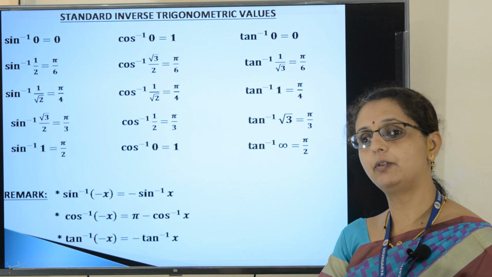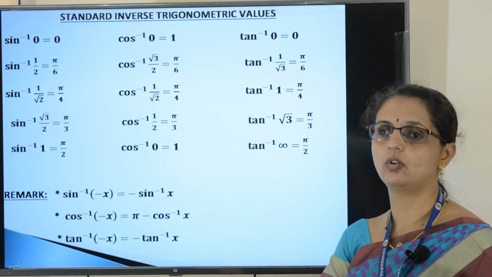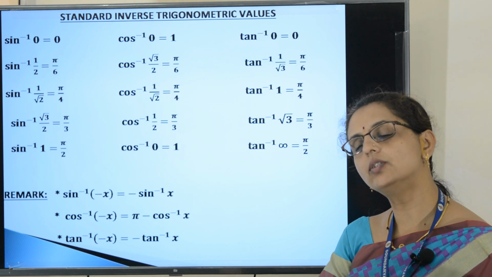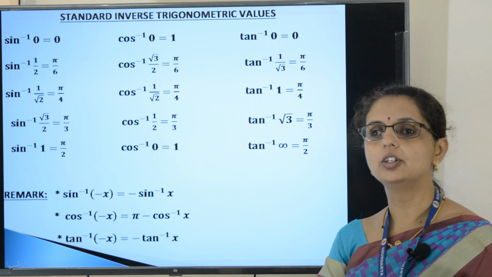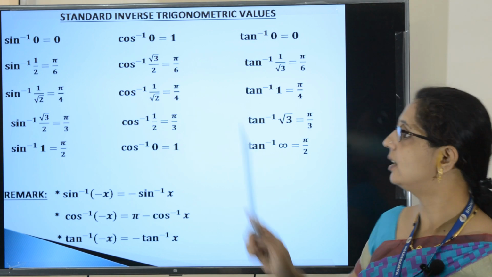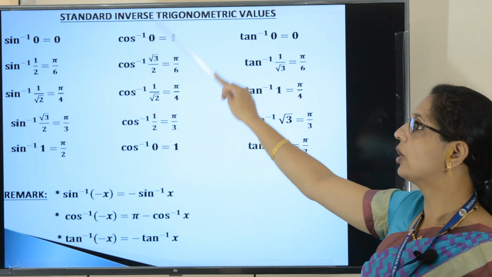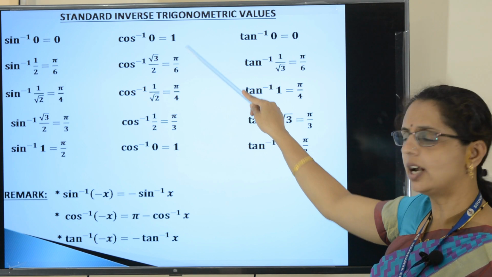Before cos inverse, let us think of cos. Cos of 0 is what? Cos of 0 is 1. So just bring that cos to the other side, it will become what? Cos inverse, isn't it? Cos inverse of 1 is 0. Just try to apply this.